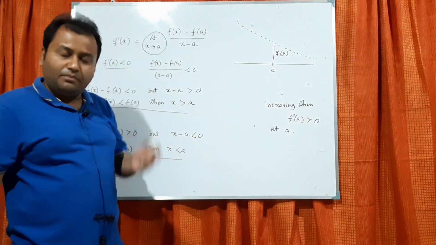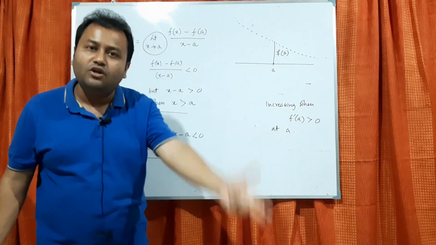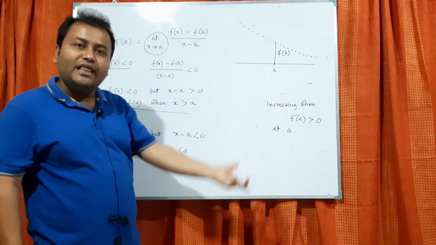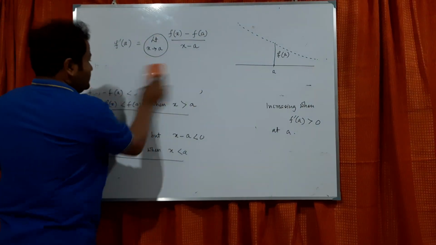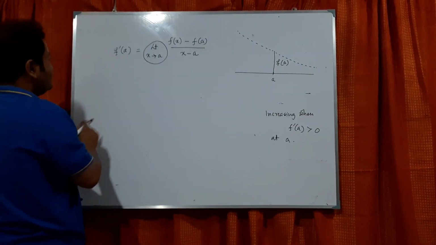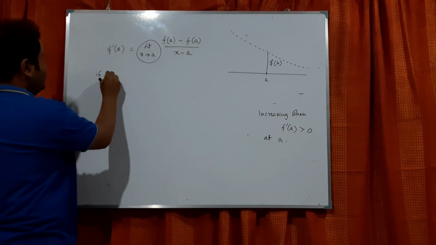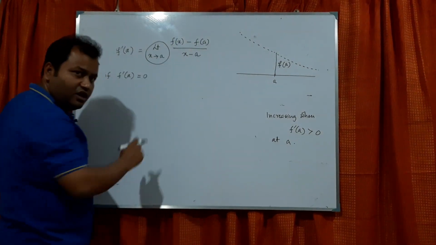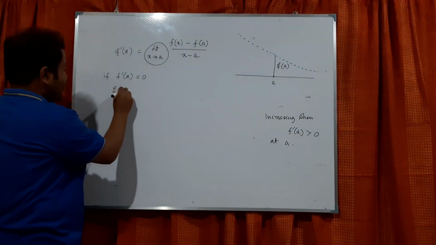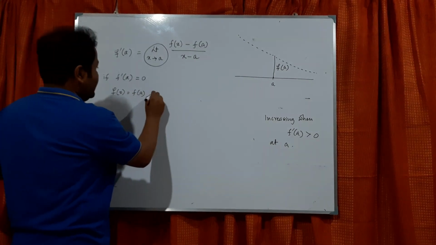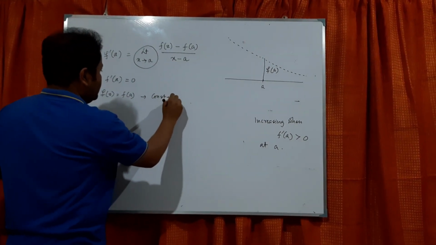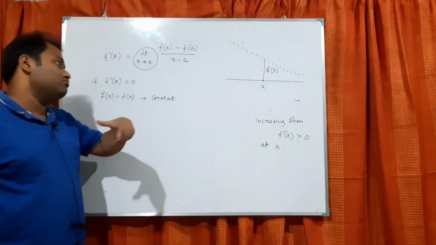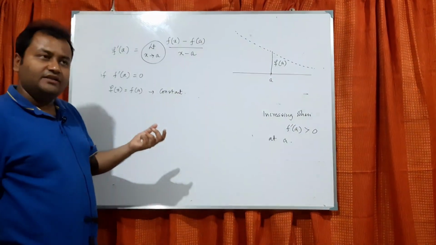Now a common question comes to mind: what will happen if the derivative is 0? We have considered the derivative positive and the derivative negative. So what will happen if the derivative is 0? If f dash a equals 0, that means the ratio will be 0, that means f(x) will be f of a and the function will be constant.